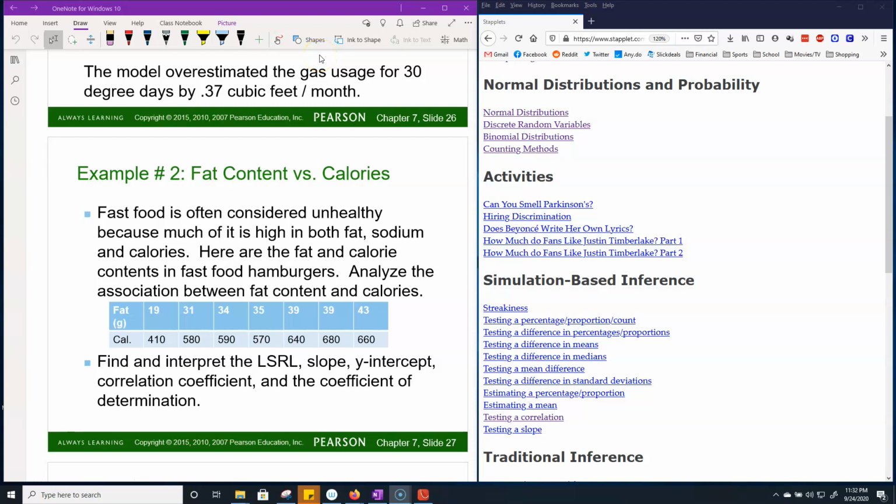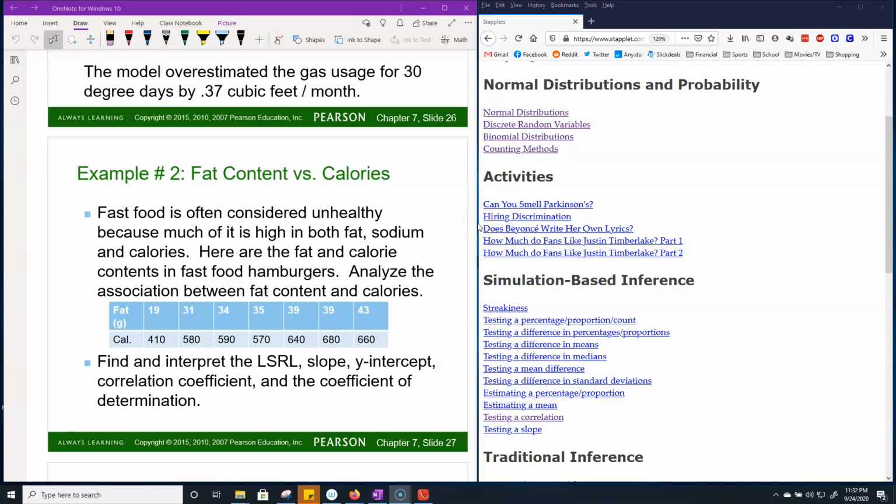All right, class, for our Chapter 7 outline, example number 2, fat content versus calories, this is going to be so much easier than example number 1 because we get to use StatCrunch to calculate all of this for us. It's going to make this seem a lot easier, and maybe you were a little confused about number 1. Number 2 is going to make you feel a lot better because you're going to see that when you're using a calculator to do this, it becomes a lot easier.